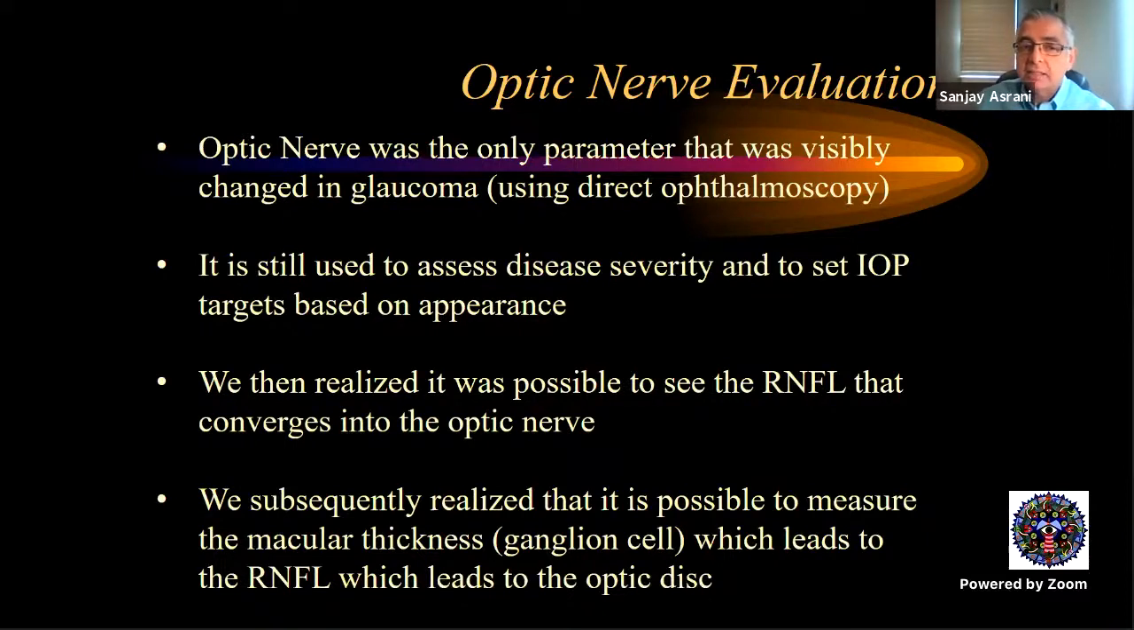We then realized, maybe about 30 years ago, that it was possible to see the nerve fiber layer that converges into the optic nerve. And subsequently, about 15 years ago, we realized that it is also possible to measure the macular thickness, that is the ganglion cells, which is the cell body of the nerve fiber layer that leads to the optic disc.